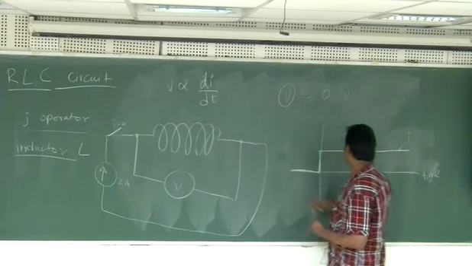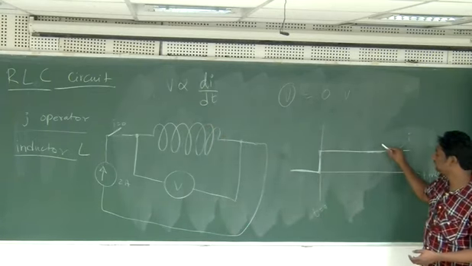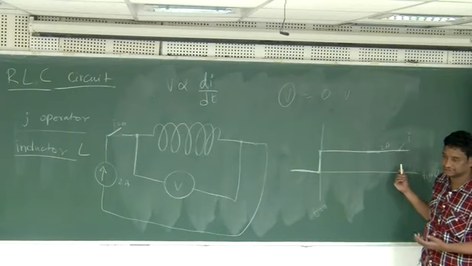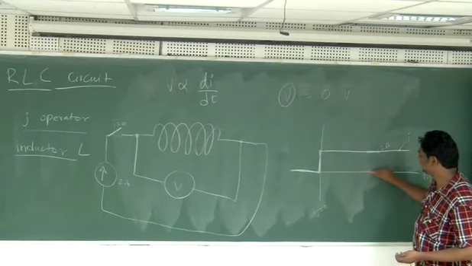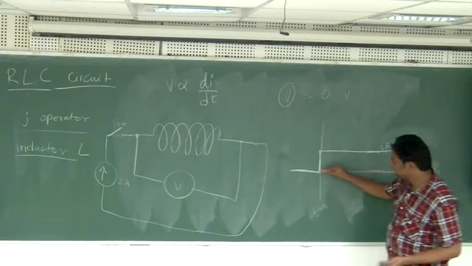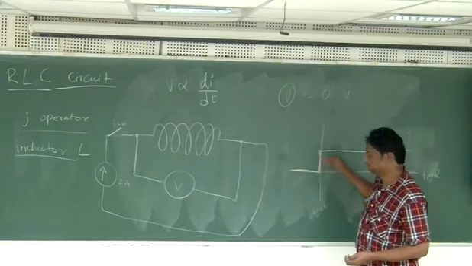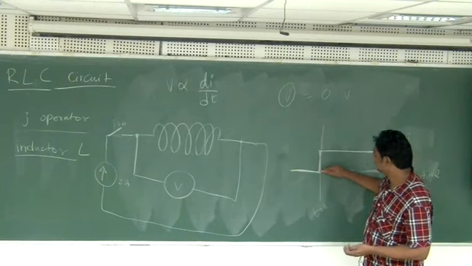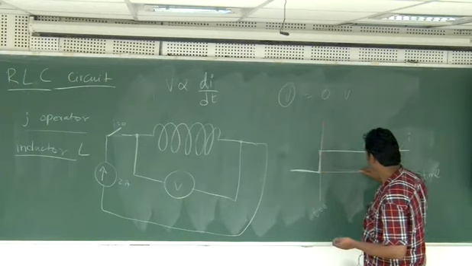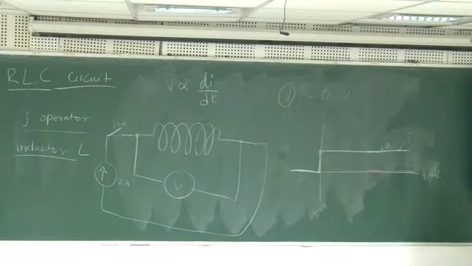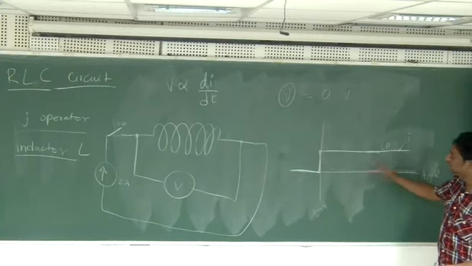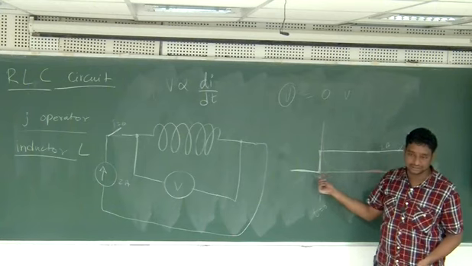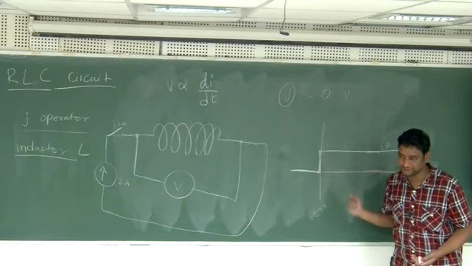So what is the rate of change of current here? The current is constant 2 amperes, not changing. So the voltage will be 0. But at this point, the rate of change of current is very high, so there will be a spike in the voltage, and then the voltage will come down and it will be 0, something like this. So strictly speaking, the voltage is 0, but at t equal to 0 there will be a high voltage, and then it will be 0.